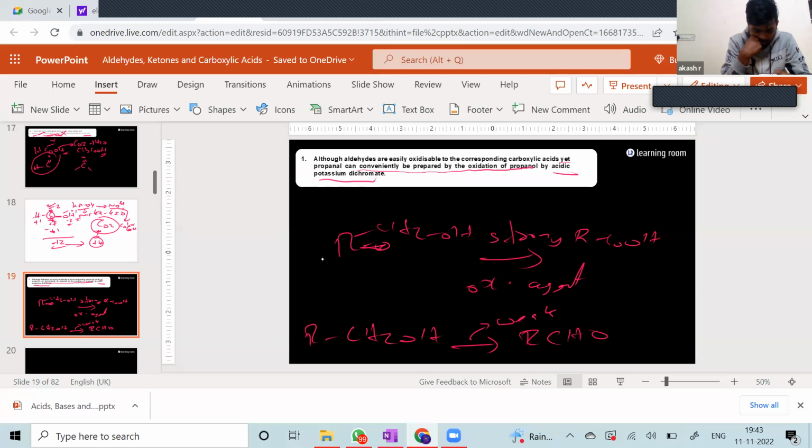Primary alcohol to acid. Just a second. Alcohols can be oxidized.